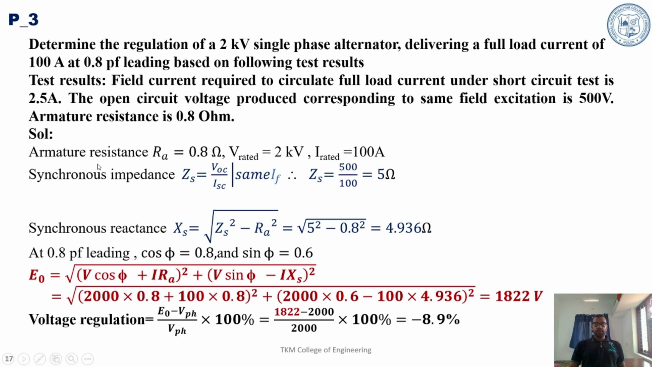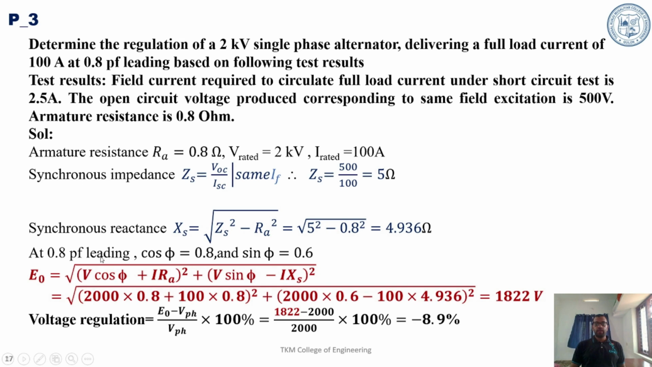Coming to the solution, armature resistance Ra is equal to 0.8 ohm. V rated is 2 kV, that is 2000 volt. I rated is 100 ampere. From the EMF method, synchronous impedance is equal to VOC by ISC for the same field current. Here, corresponding to field current 2.5 ampere, open circuit voltage is 500 volt and short circuit current is 100 ampere. Therefore synchronous impedance is obtained as 5 ohm. So synchronous reactance XS is equal to the square root of ZS square minus RA square, which is obtained as 4.936 ohm.